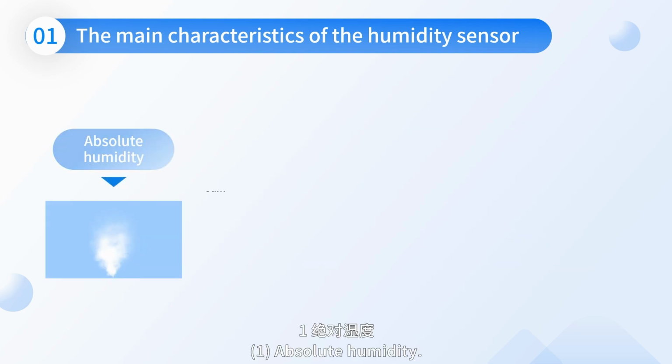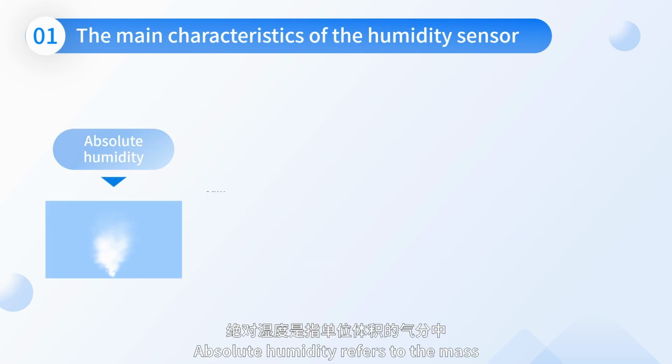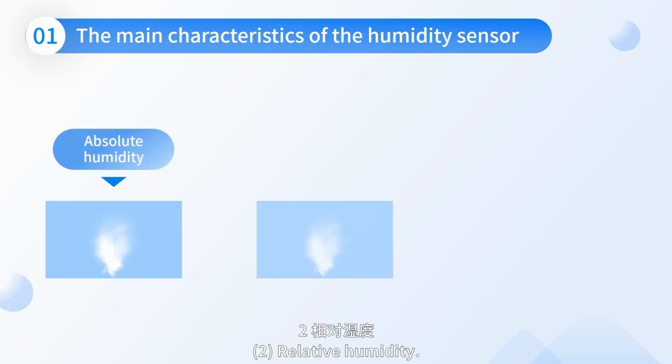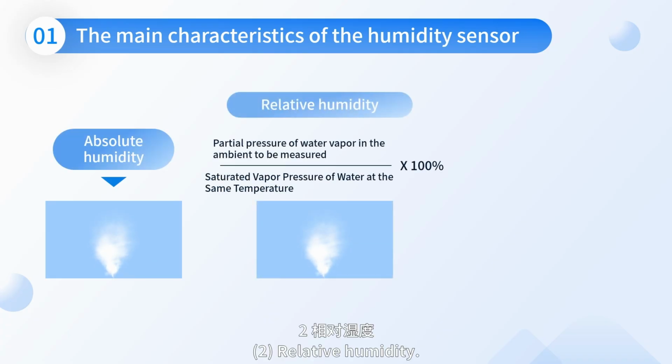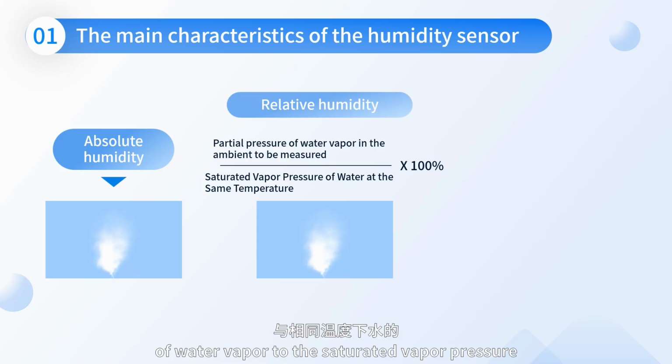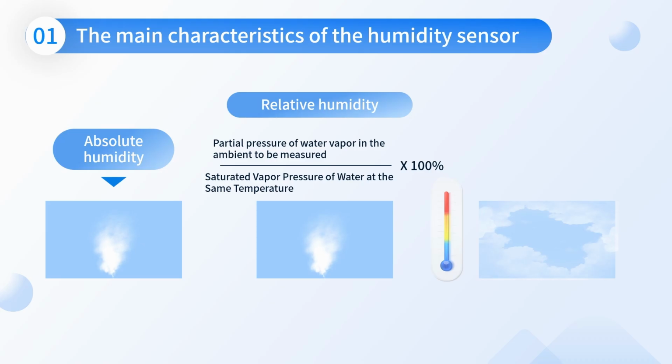1. Absolute humidity. Absolute humidity refers to the mass of water vapor per unit volume of gas. 2. Relative humidity. Relative humidity is the percentage of the ratio of the partial pressure of water vapor to the saturated vapor pressure of water at the same temperature in the environment to be measured.